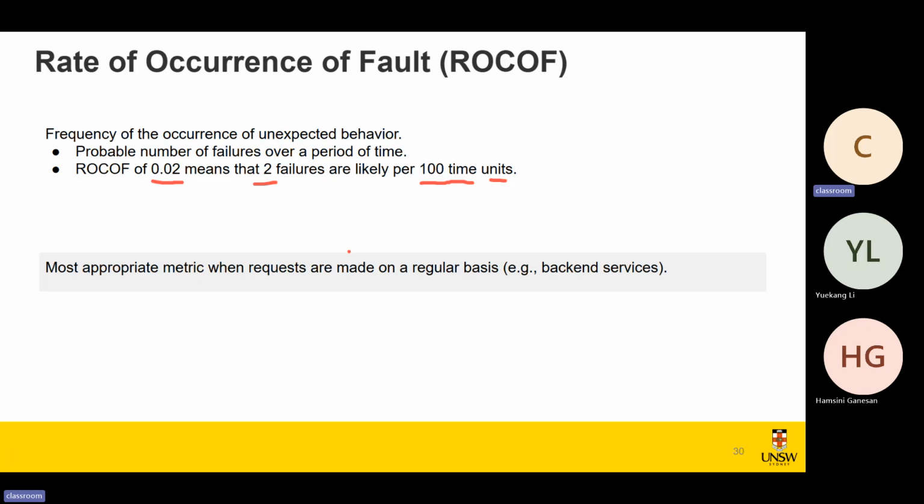So this metric is useful when the requests are made on a regular basis. It means that it doesn't care about the count, the number of requests. It's only related to the time. So this is useful when the system is receiving requests constantly.